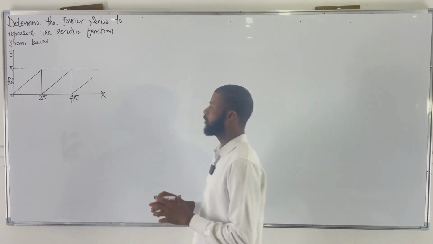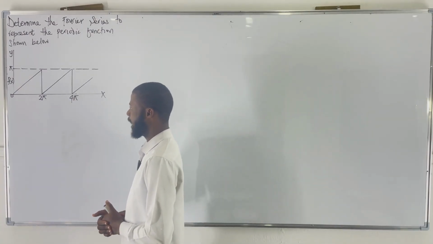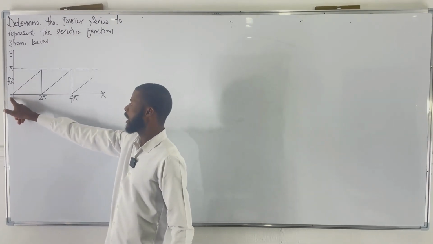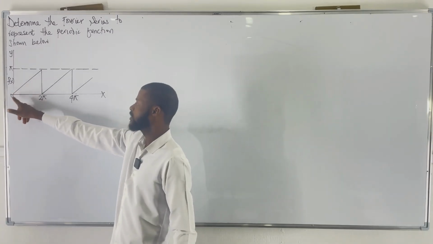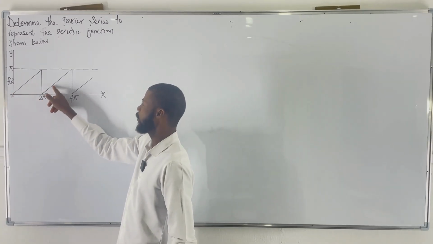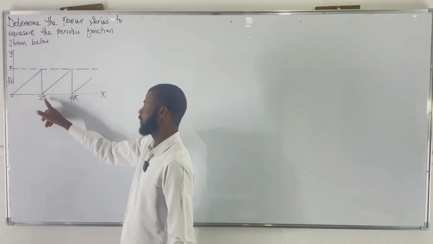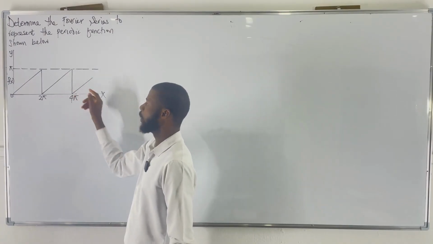Now, as you can see, the period of this function has to be 2 pi. Now, why would it be 2 pi? Because at 0 I see a line going upwards. I notice that at 2 pi, the same line went upwards again. And the next 2 pi, because 2 pi plus 2 pi is 4 pi, the line is going upwards again.